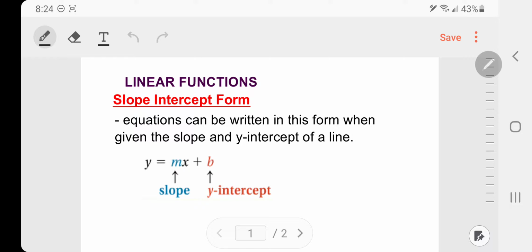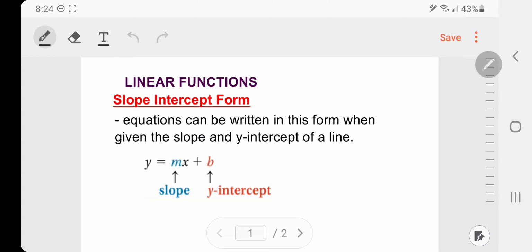Hey everyone. In today's lesson, we're going to take a look at how to write equations in slope-intercept form. Specifically today, we're going to look at when we're given the slope and a single point on the line, how to solve for the y-intercept and write the entire equation in slope-intercept form.